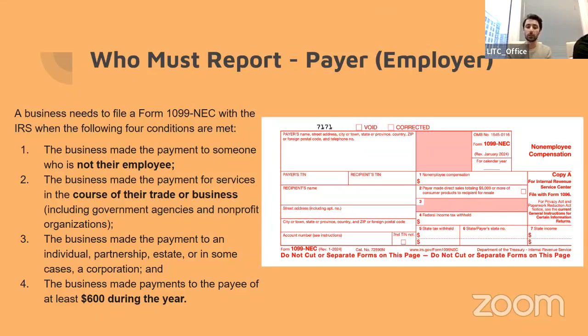So if you just look at the form we have on screen, it's very simple. It's just the name and street address of the payer, their identification number, your identification number as the independent contractor, and just some of the information that gives the IRS the understanding of who the players in this economic relationship are.